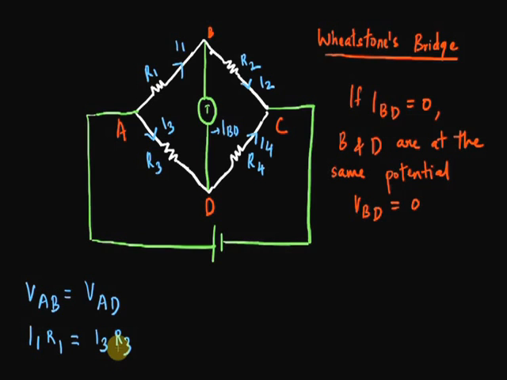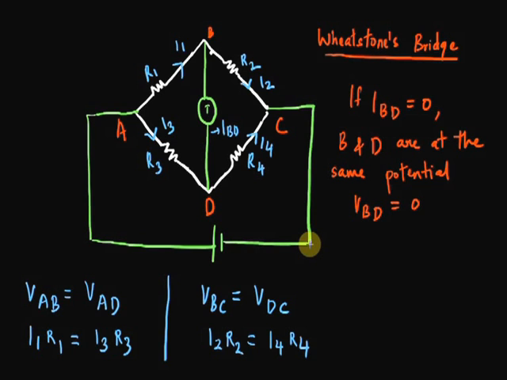In just the same way, if B and D are at the same potential, what can you say about the potential difference along BC and DC? Well, again, they'll be exactly the same, as at one end C is a common point and at the other end B and D are at the same voltage. Therefore, VBC will be equal to VDC. Or I2 times R2, which is the voltage drop along BC, will be equal to I4 times R4, which is the voltage drop along DC.